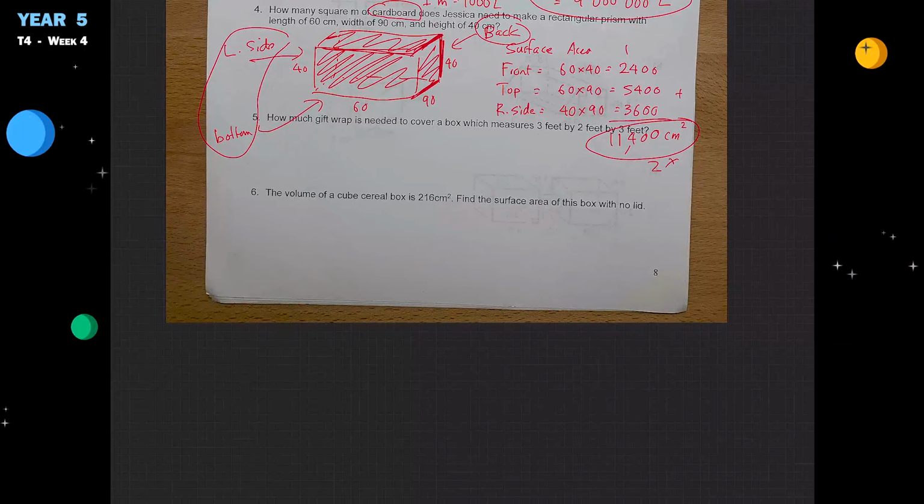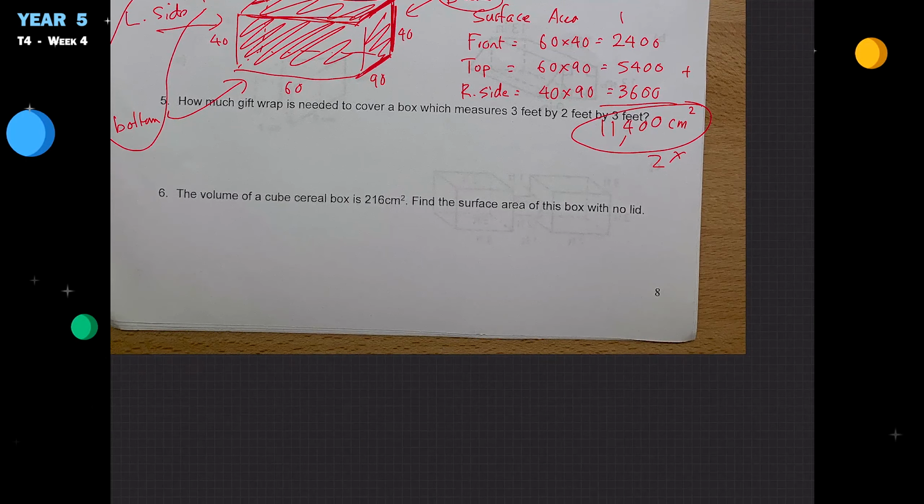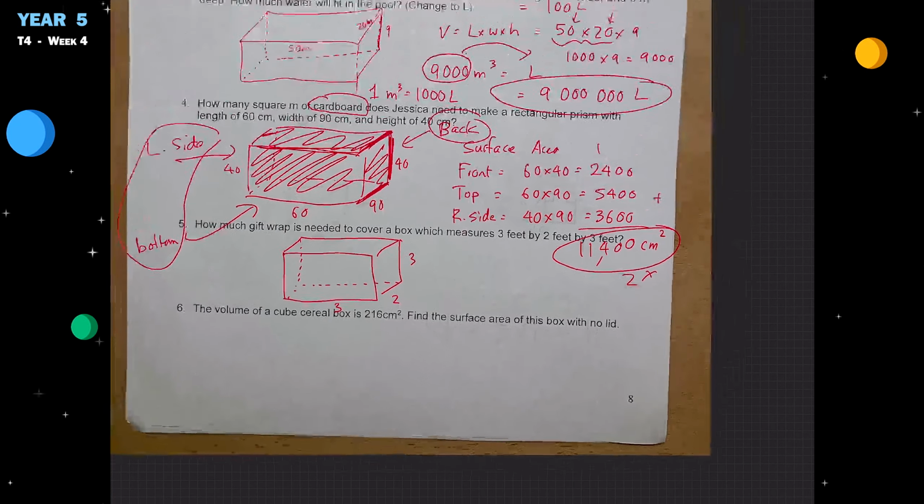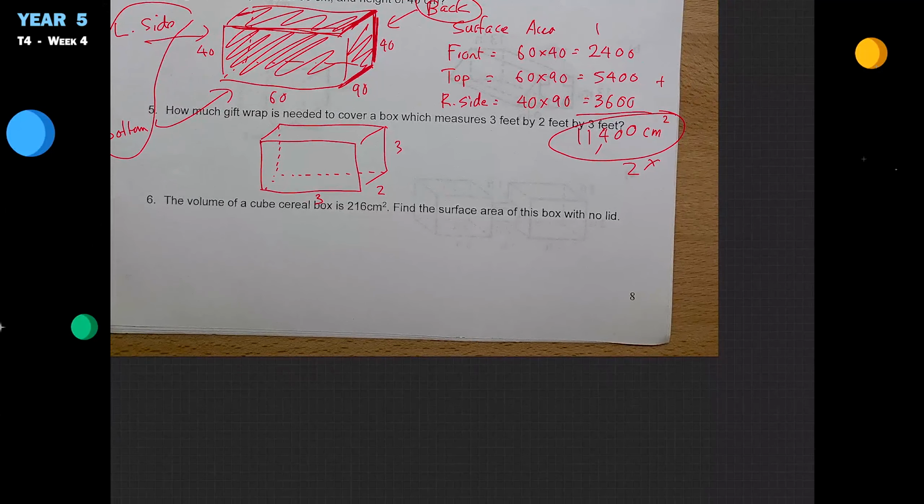Question 5. How much gift wrap is needed to cover a box which measures... Here's a rectangular prism box. You've got 3 feet by 2 feet by 3 feet. Again, gift wrap. So now you know how to do surface area from question 4. Use the same method to do question 5 and find the surface area here.